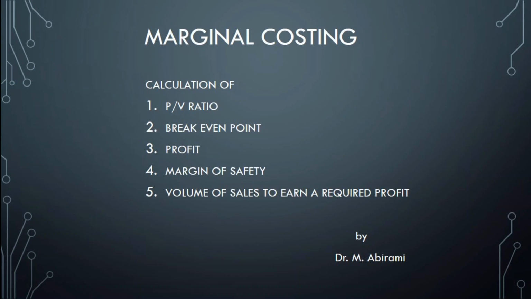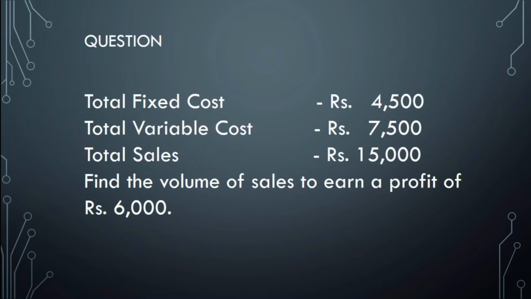In this presentation, I am going to explain how to calculate PV ratio, break-even point, profit, margin of safety and volume of sales when required profit is given. Let us refer a question for it. In this question, the fixed cost, variable cost and total sales are given. In addition to that, they also ask to find out the volume of sales to earn a profit of Rs 6,000.